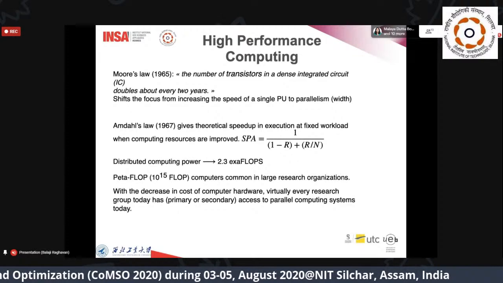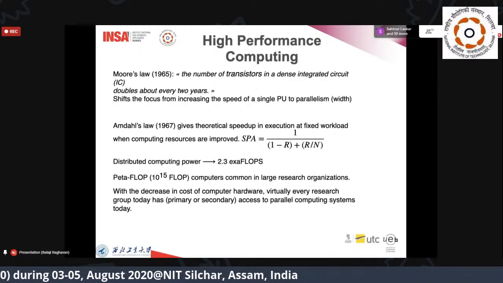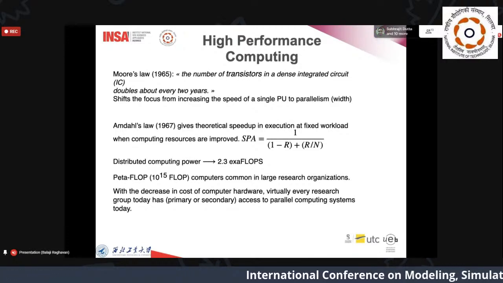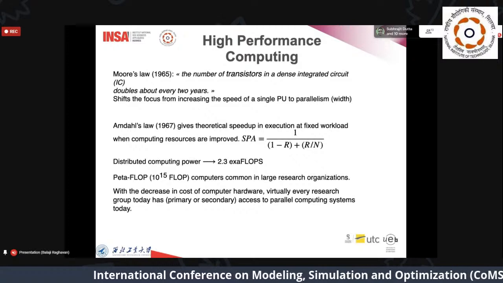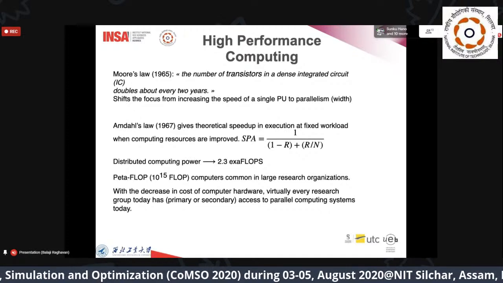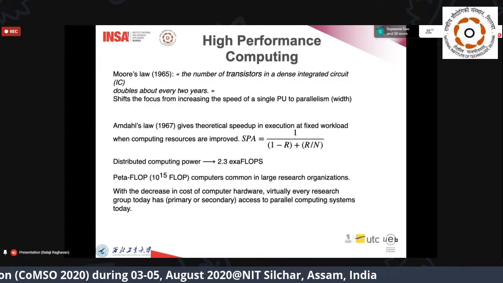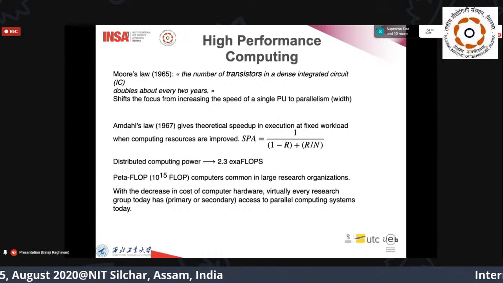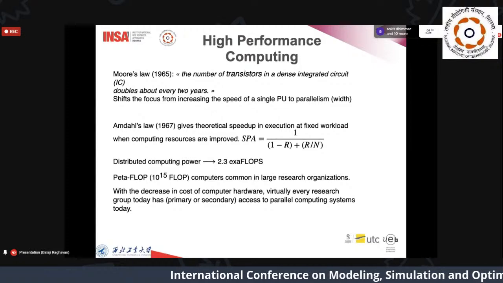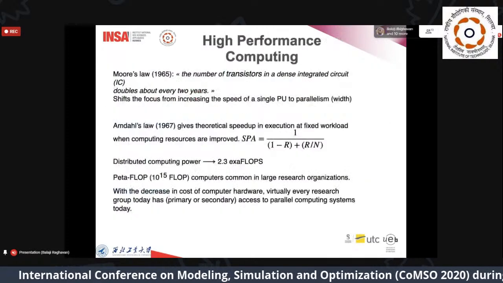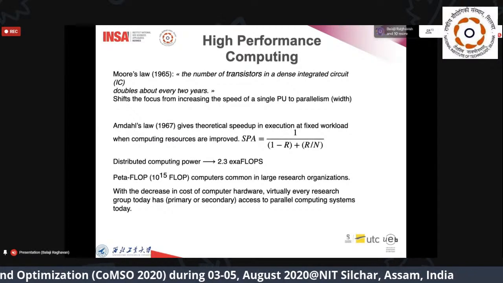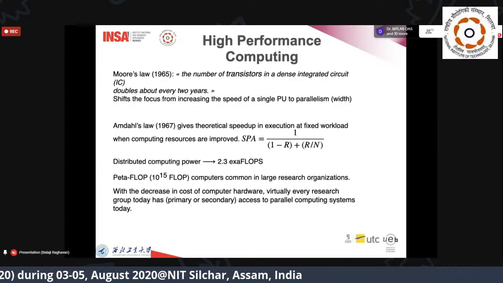The distributed computing power today has reached 2.3 exaflops the last time we updated and checked it out. Petaflop computers are actually common in very large research organizations. And let's be honest, with a decrease in cost of computer hardware, almost any research group has some kind of access to parallel computing systems. So I'd say this is something that has to be there, okay? If you're doing some kind of computation intensive job, you have to have some kind of HPC.